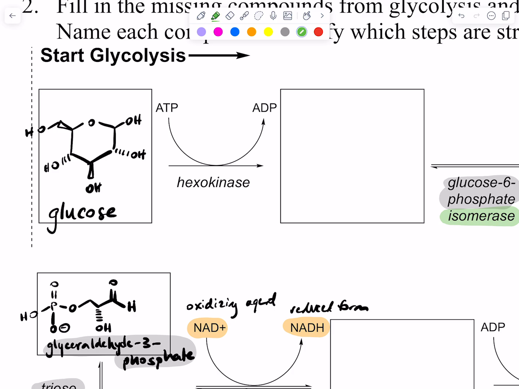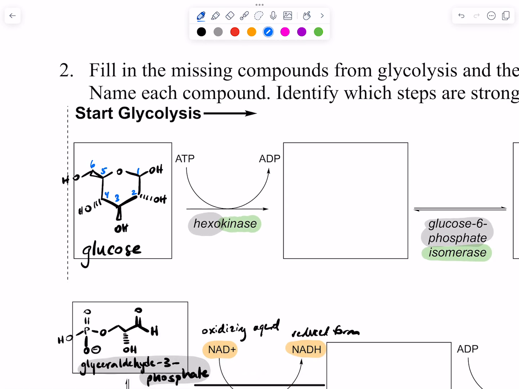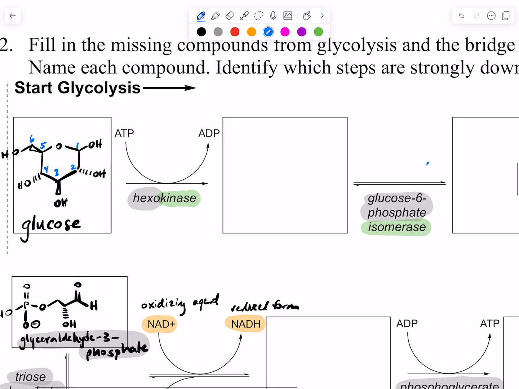Hexokinase. Kinase tells you it transfers a gamma phosphate group from ATP. Hexo tells you it does this on a 6-carbon sugar, a hexose. Which of the hydroxyl groups on glucose gets the phosphate? If you didn't know that, go to the next enzyme name, which is named for the forward reaction, and you can see that this substrate should be glucose 6-phosphate.